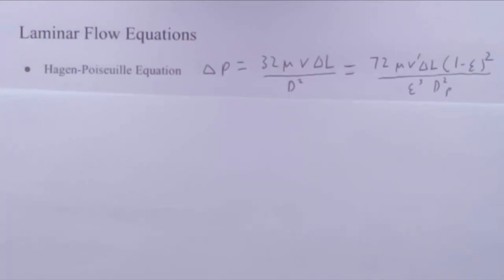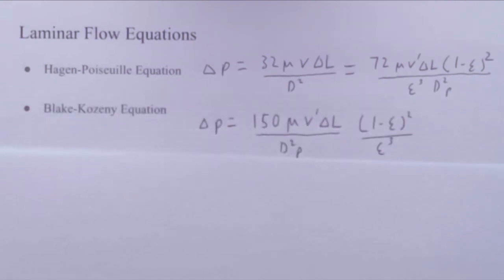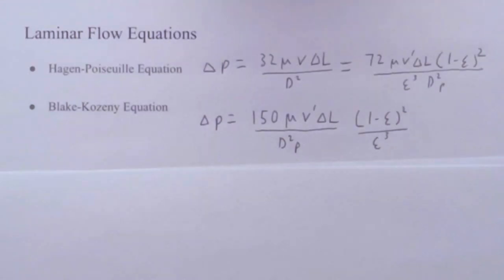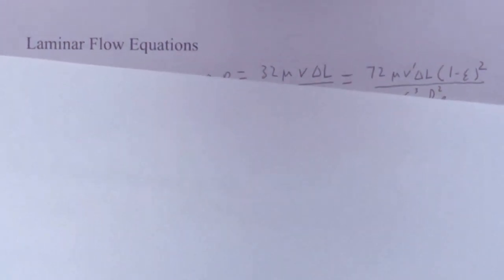However, the true path length for packed beds is often significantly larger than predicted, which is why a coefficient of 150 is used in the Blake-Kozeny equation. Alternatively, for high Reynolds numbers, we can describe the pressure loss for turbulent flows using the friction factor as a coefficient.